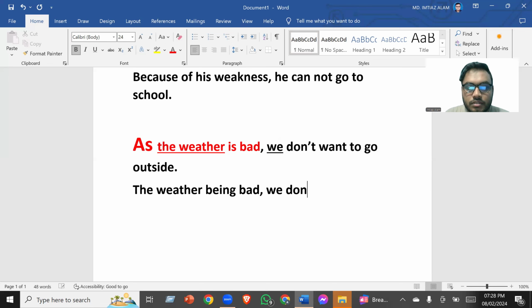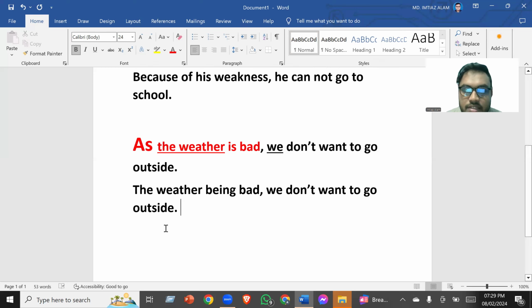We don't want to go outside. Okay, so this is the answer. The question is, as the weather is bad, we don't want to go outside, and the answer in a simple sentence is, the weather being bad, we don't want to go outside. We have deleted the clause marker as, then we have changed the verb is to being, and then we have written the rest of the things the same. Okay. So this is about the since, as, when types of structures.